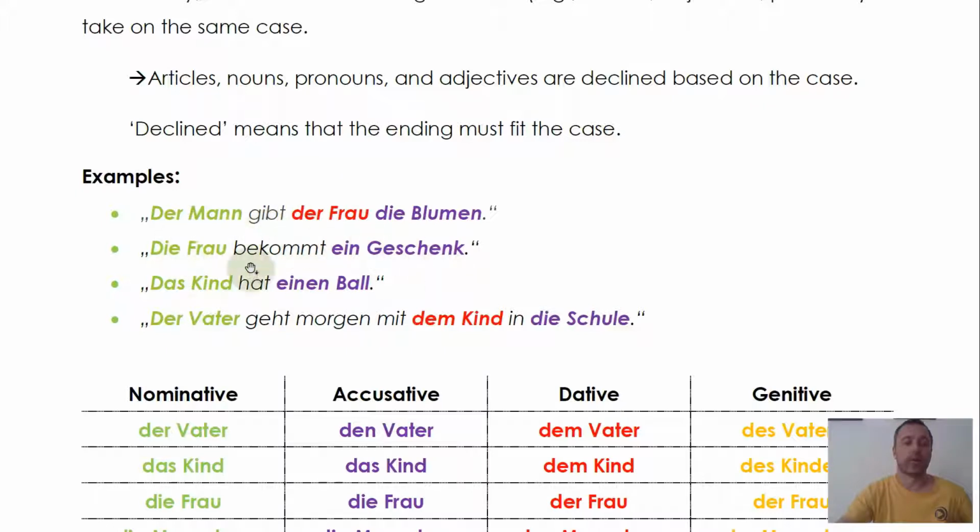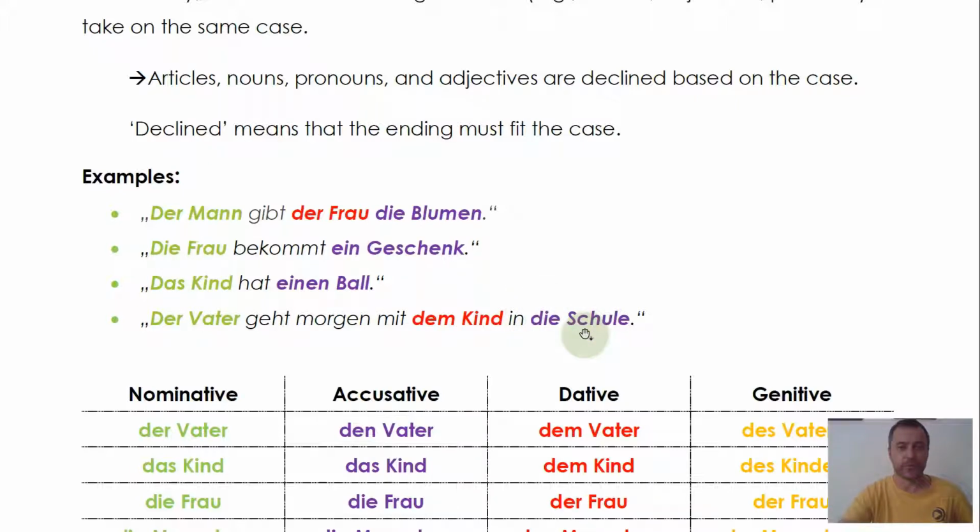And die Frau bekommt ein Geschenk. The woman gets a present. Here it's the direct object, the same as the flowers are the direct object here, and therefore accusative case. Das Kind hat einen Ball, the child has a ball, subject and direct object. But we also have the sentence here: der Vater geht morgen mit dem Kind in die Schule. That's still the subject. The dad goes tomorrow with the child in the school, word by word. Here it's dative because we have the preposition mit, and here it's accusative because of the preposition in.